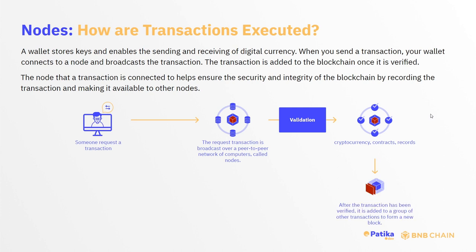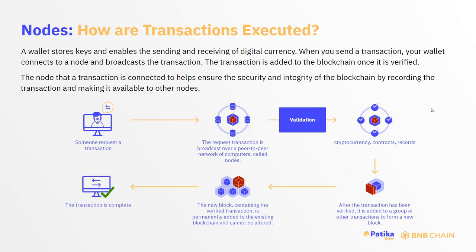After a transaction has been verified, it is added to a group of other transactions to form a new block. So meaning that in a block we can have more than one transaction, not only one. Then the new block containing the verified transaction is permanently added to the existing blockchain and cannot be altered. And we call that, okay, the transaction is complete.